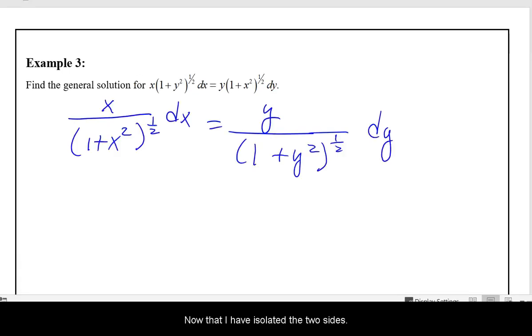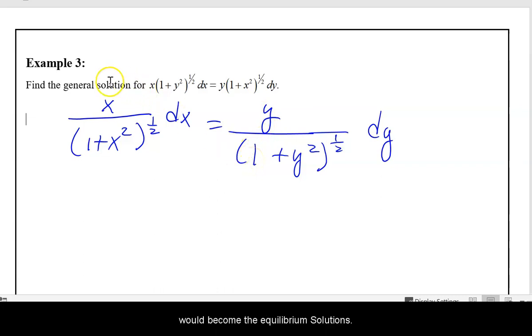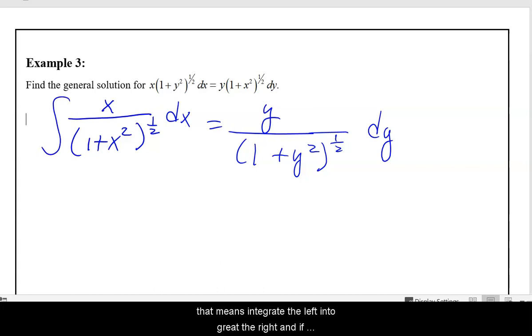Now that I have isolated the two sides, I can then proceed to integrate the two sides. Notice that even though I don't have the differential isolated, I could look at this and imagine what it would be were I to move this entire thing over to the left and the differential dx back into the proper notation for dy/dx. This would give me the reciprocal of this, and its zeros would become the equilibrium solutions. However, all I need to do here is find the general solution, and that means integrate the left, integrate the right, and if possible, solve for y.